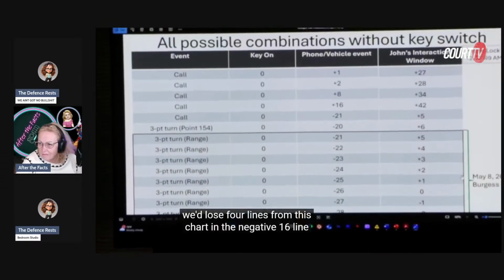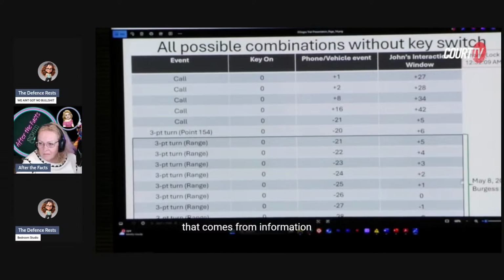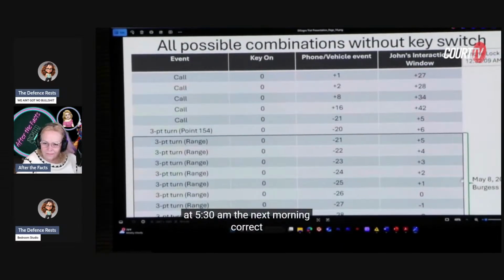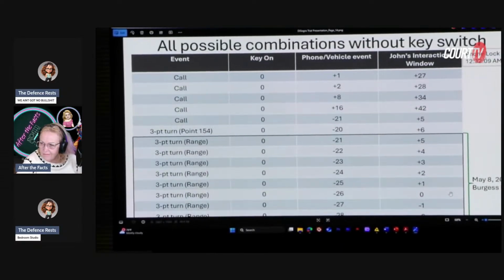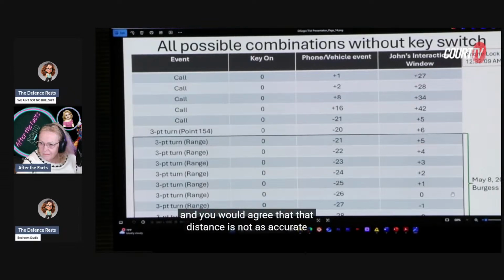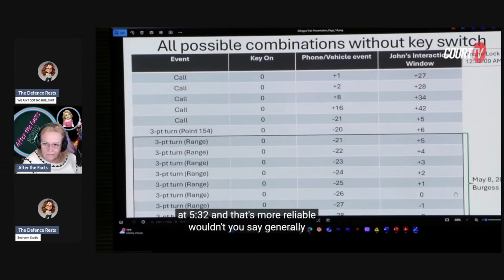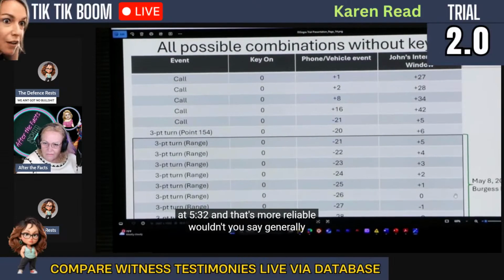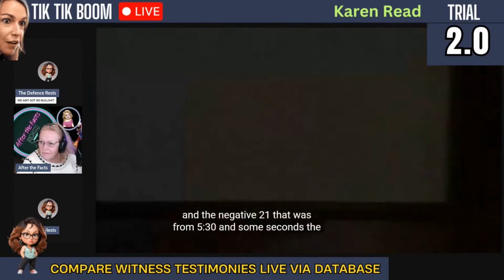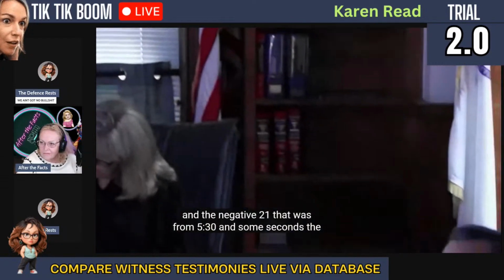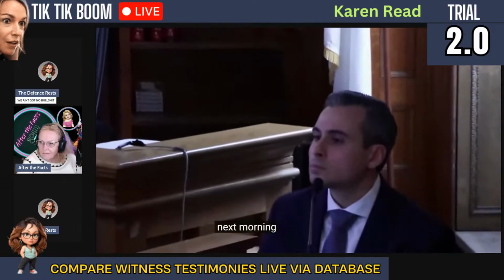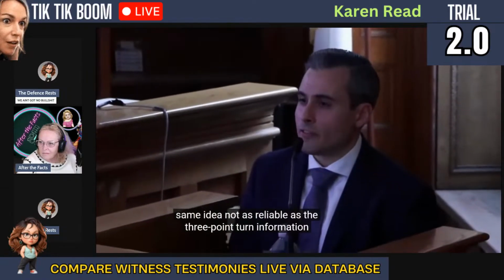And the negative 16 line, that comes from information at 5:30 a.m. the next morning. Correct. And you would agree that that distance is not as accurate as queuing it from the 3-point turn event. The 3-point turn is closer in time than the call at 5:32, and thus more reliable, wouldn't you say? Generally. And the negative 21, that was from 5:30 and some seconds the next morning. Same idea, not as reliable as the 3-point turn information. Greater uncertainty the farther in time we get.